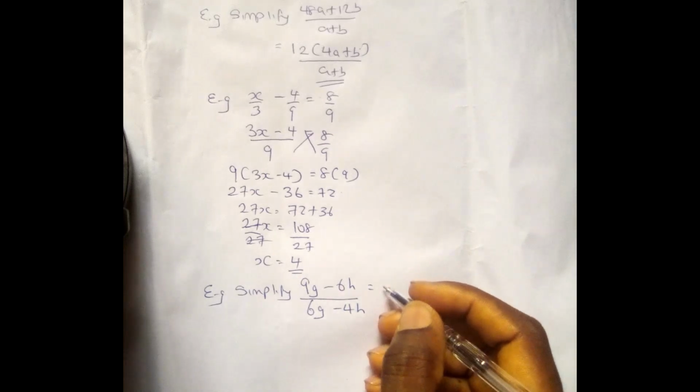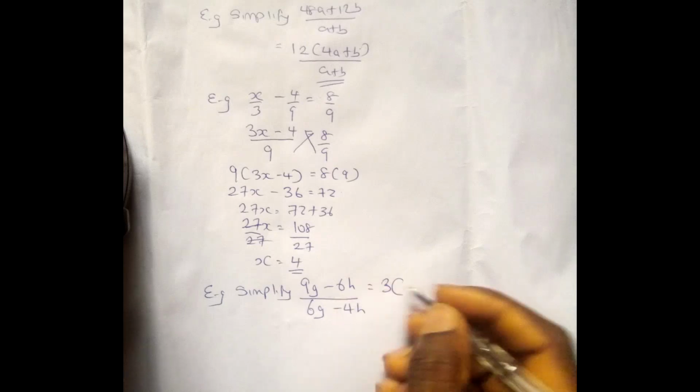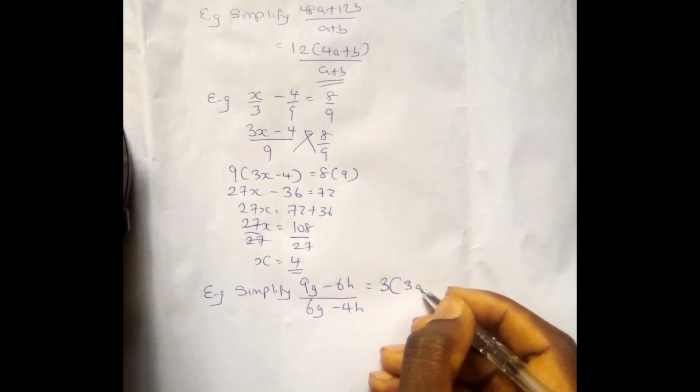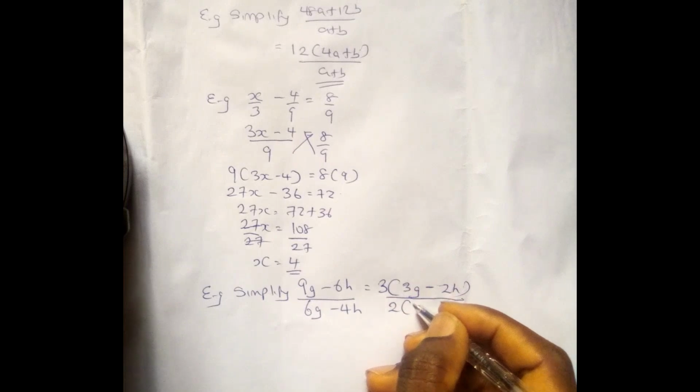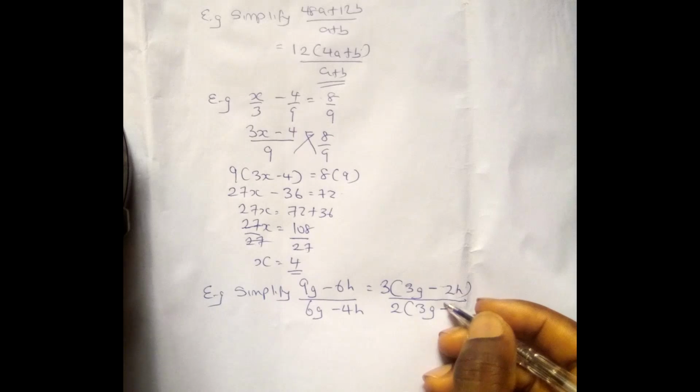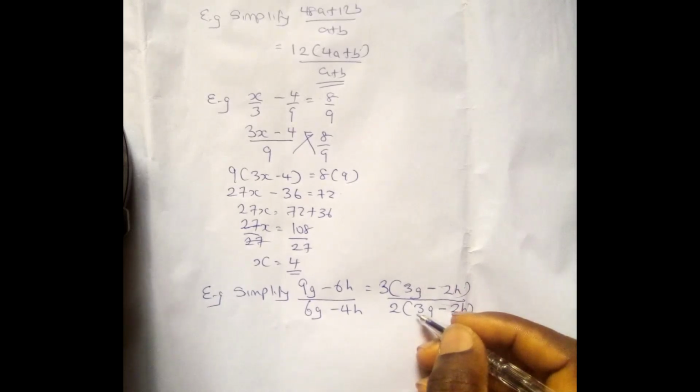Now let's see this. Since they both have the same letters G and H, and they are factorizable, we can factorize the numerator and denominator. So let's factorize them. What's the highest number that can divide both of them without remainder? It is 3. Open bracket, 9g divided by 3 is 3g. 6h divided by 3 is 2h. The highest number I can divide both of them by is 2 here. 6g divided by 2 is 3g. 4h divided by 2 is 2h. And that is all. Then 3g minus 2h can cancel 3g minus 2h. Then our answer is 3 over 2. And that is the answer.